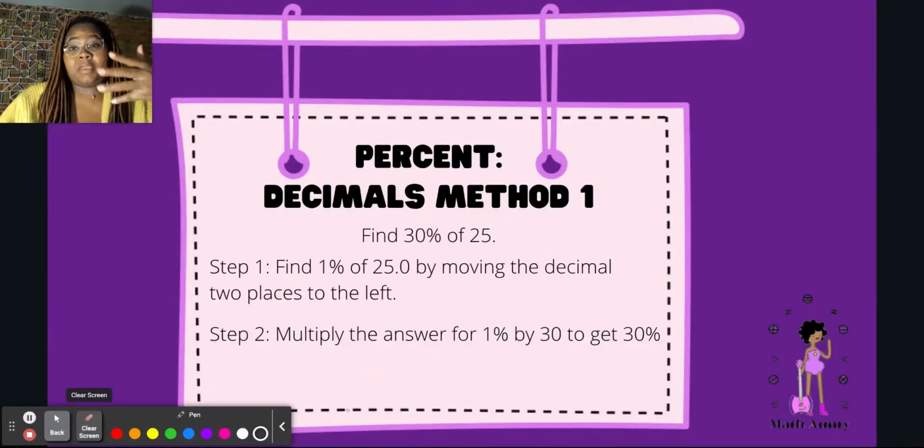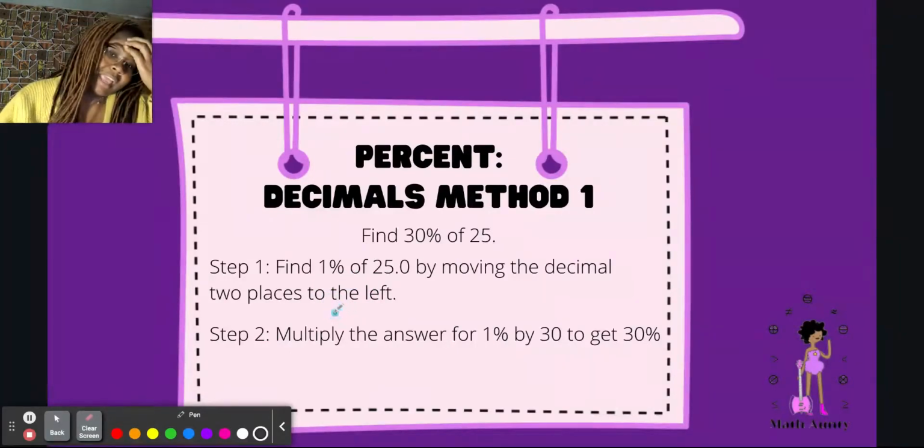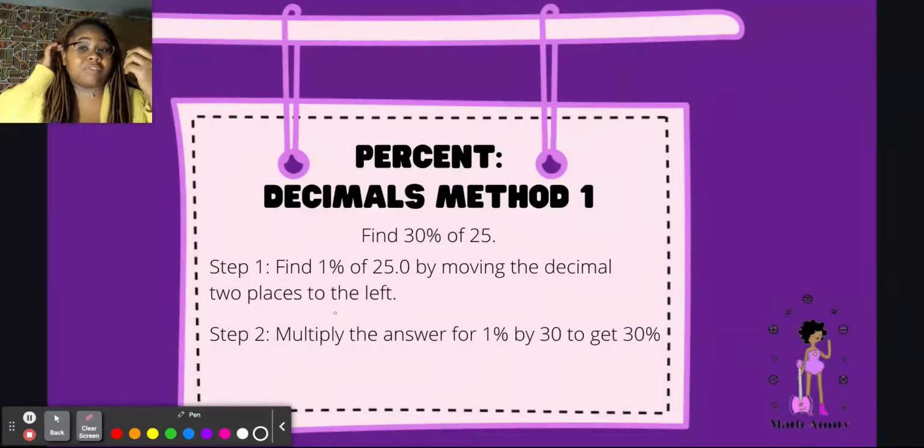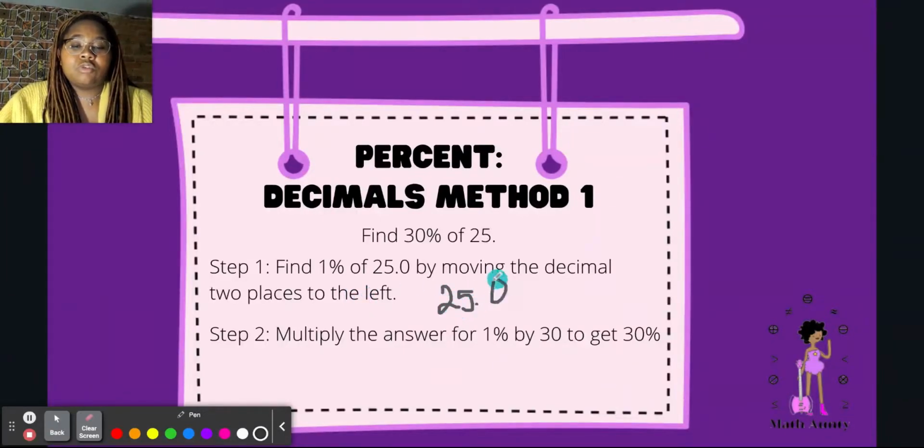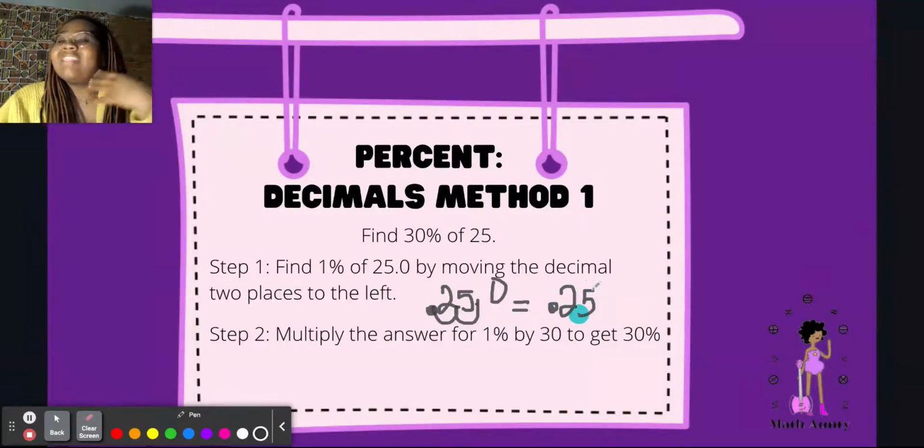Using that same method, but with decimals, we're going to find 30% of 25. First, remember that any number can be written as a decimal if it doesn't already have one by adding 0.0 at the end. So we're going to find 1% of 25.0 by moving the decimal 2 places to the left. When we move that decimal 2 places to the left, we get 0.25. This is the same thing as dividing by 100.